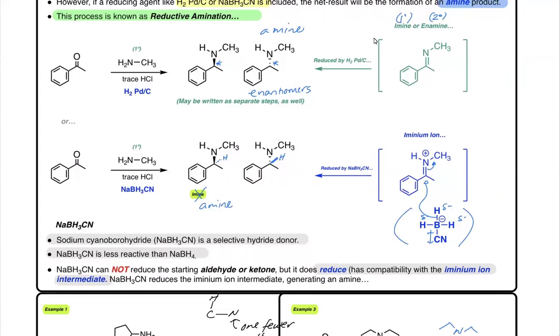NaBH3CN is less reactive than NaBH4 and is not compatible with the starting aldehyde or ketone, but it does react with the more reactive iminium ion intermediate, reducing that to generate an amine.